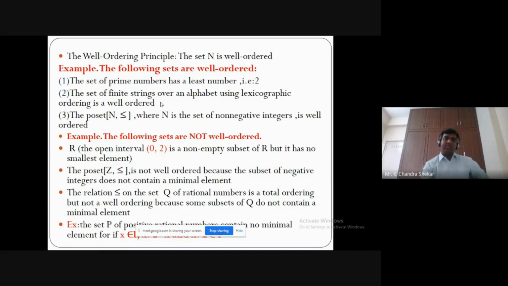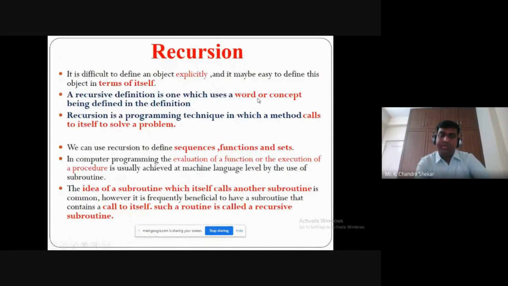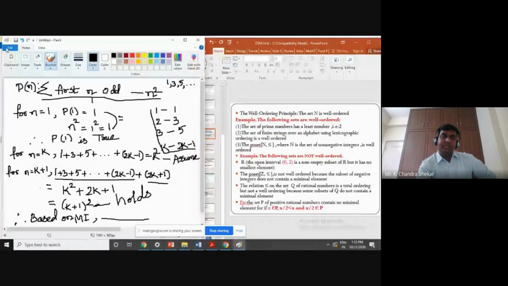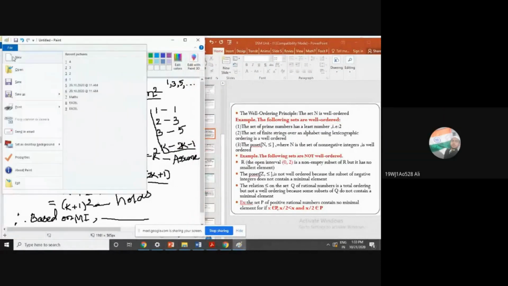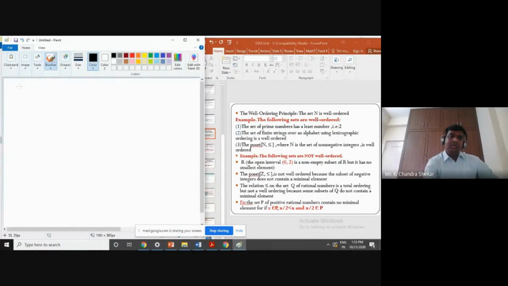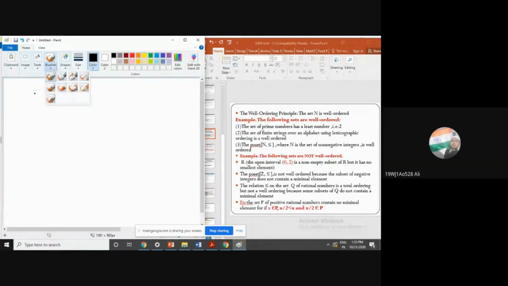a set containing some elements. Go for a power set. If you consider a power set, what is the minimum element in the power set? Null set, sir. Very good.